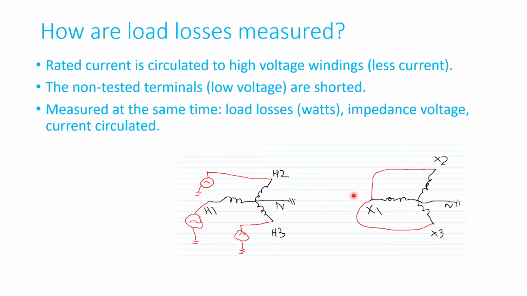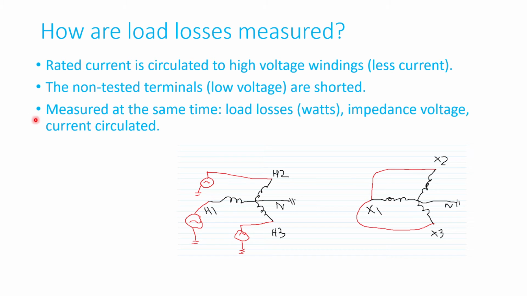Then the non-tested windings, in this case the secondary or the low voltage windings, are shorted. As you see here, here's one winding, two, three. So you short all the terminals basically. So the red color just means it's like a short, basically. It's a conductor or copper piece or whatever they use.